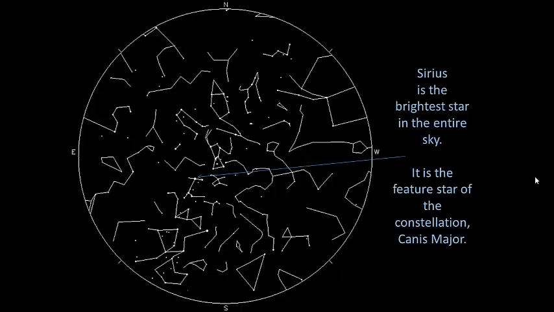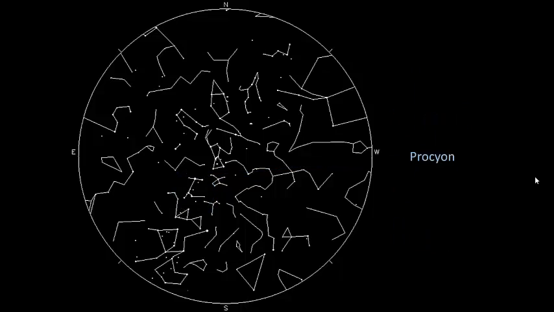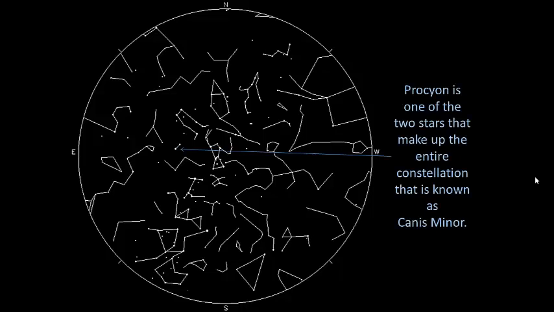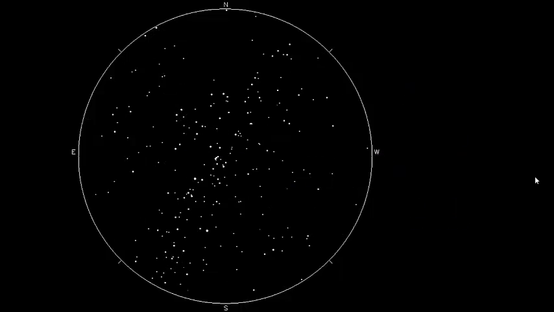And it's the main star of the constellation known as Canis Major. But of all the stars in the night sky, Sirius is the brightest. And Procyon belongs to Canis Minor. And believe it or not, there's just two stars in this entire constellation. There's Canis Minor right there.